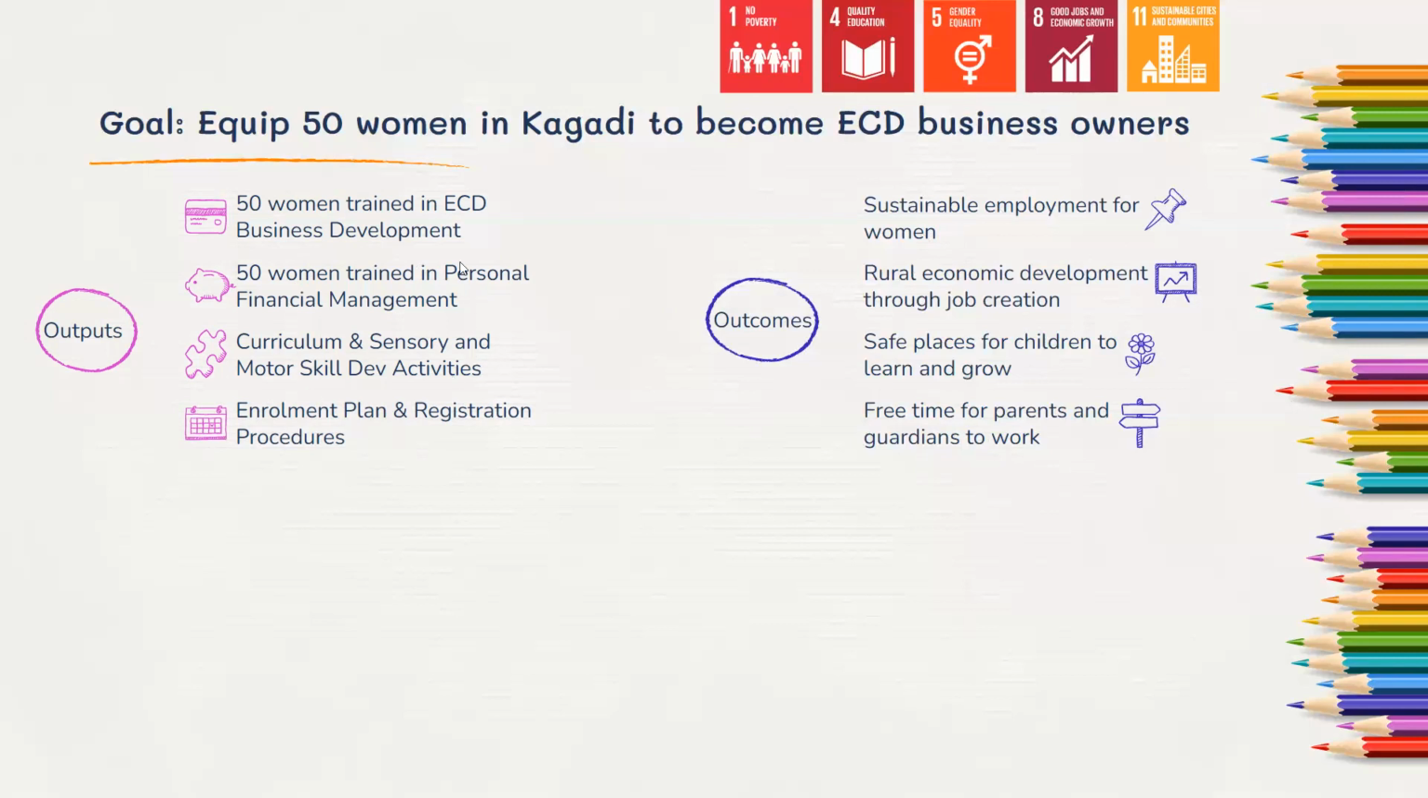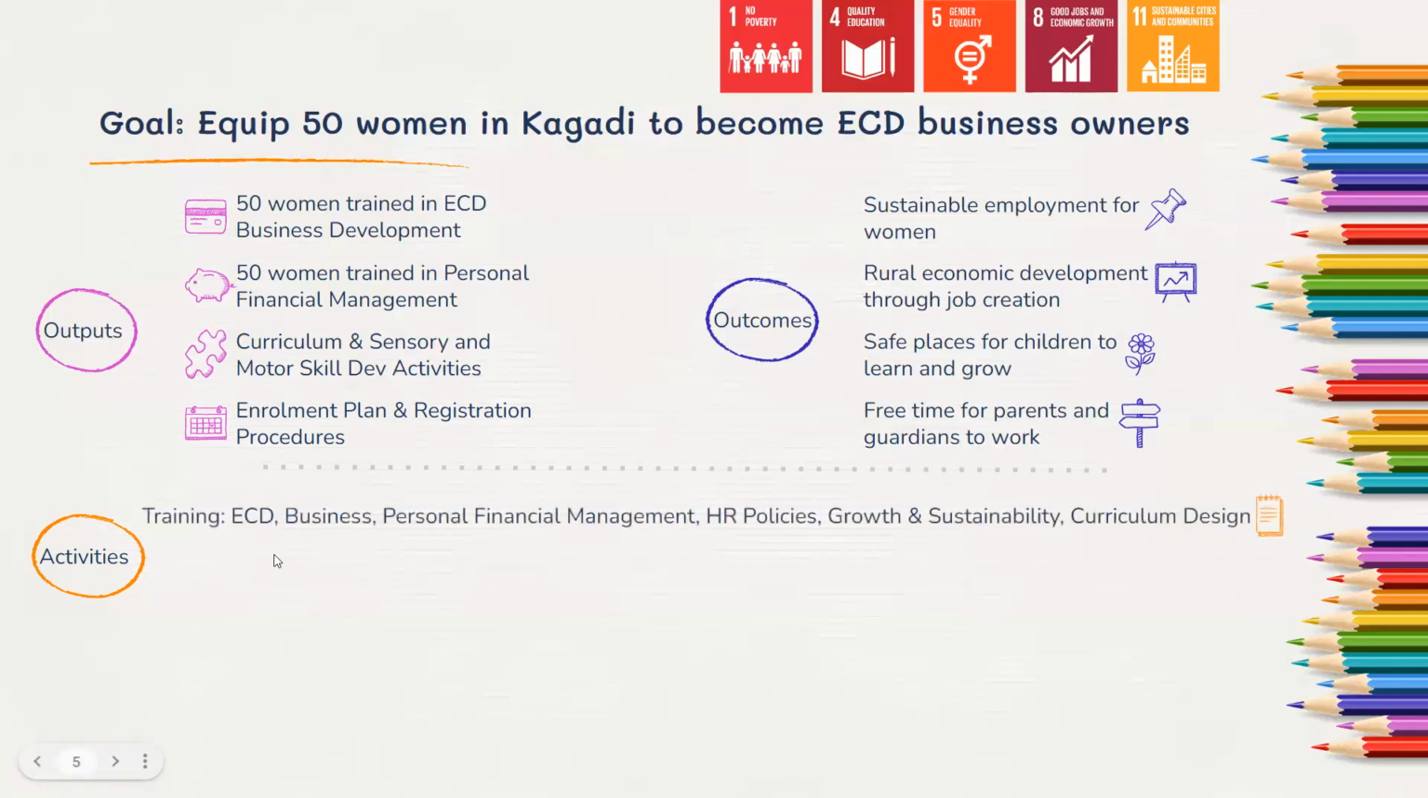We can go one level down. How am I going to achieve these particular outputs? Let's go a bit more detailed. Now, these would be the activities that my project team is actually going to be doing in order to achieve these outputs and ultimately the outcomes. Training is going to be key. They need to be trained in what an ECD is and how it works. They need to be trained in business development, in personal financial management.